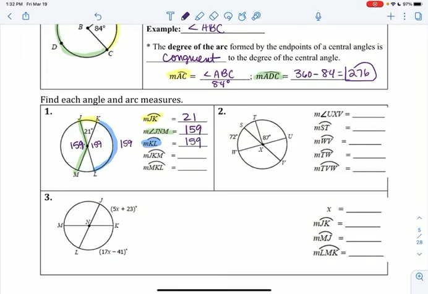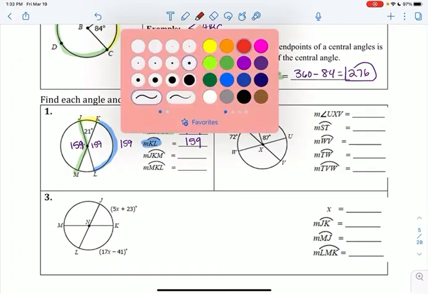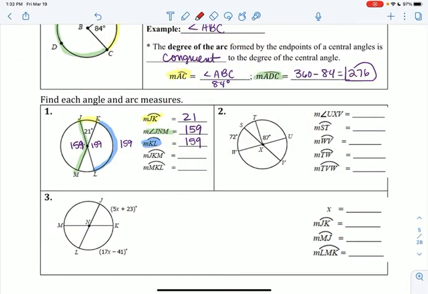And arc JKM. I'm going to run out of colors here. JKM is starting at J, going to K, and then all the way around to M. So it's this whole thing. Let me just write this in. They didn't ask me for arc JM, but arc JM is also 159. And this part of the circle is everything but the 159. So if you just did 360 minus 159, that would be the arc, and it would be 201.